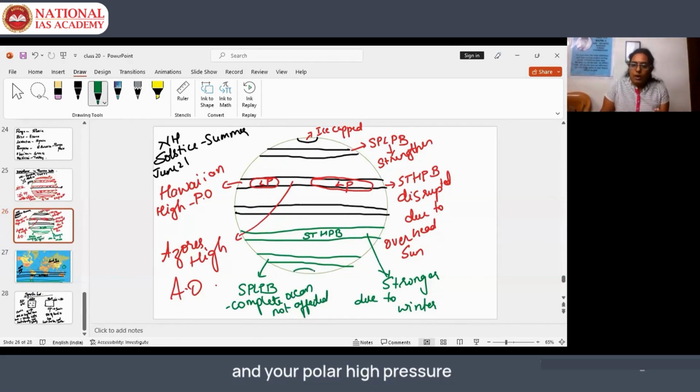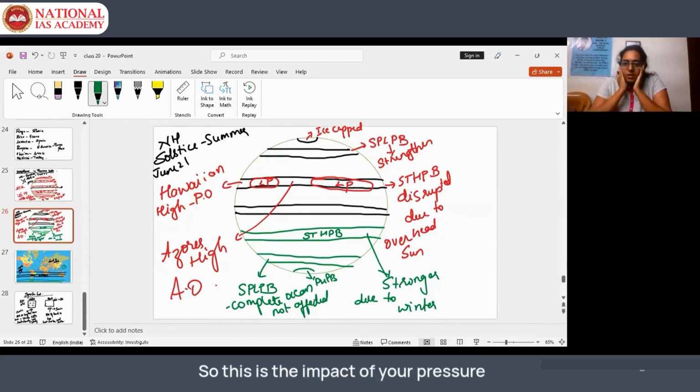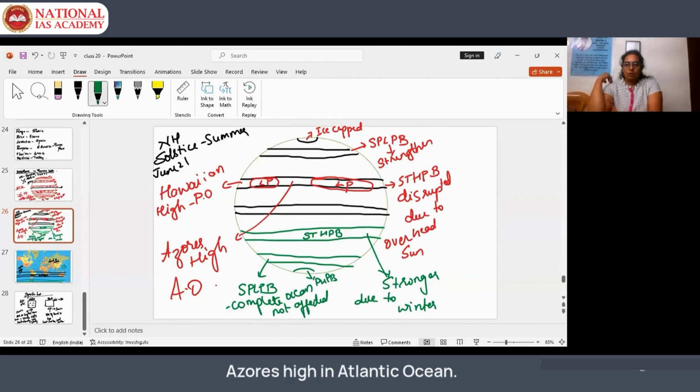And your polar high pressure belt is also covered under ice. So it is winter season, so it has high pressure. So this is the impact on your pressure belts when your sun is in the northern hemisphere. Any doubt with this? Hawaiian high in the Pacific Ocean, Azores high in the Atlantic Ocean.